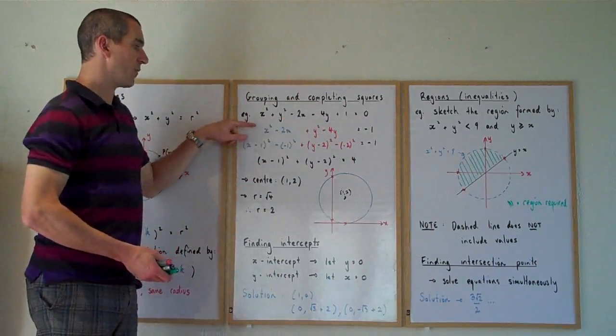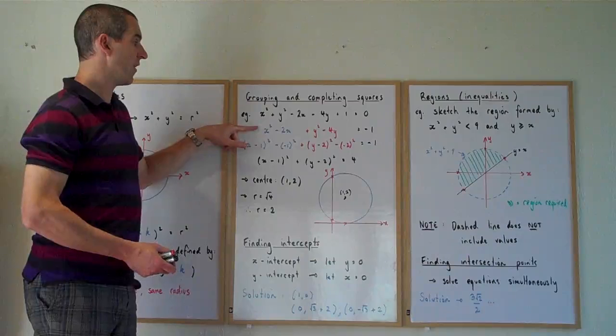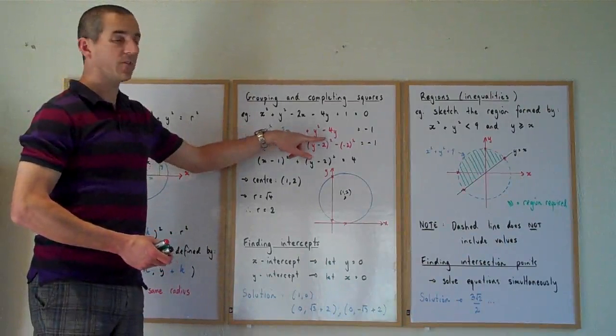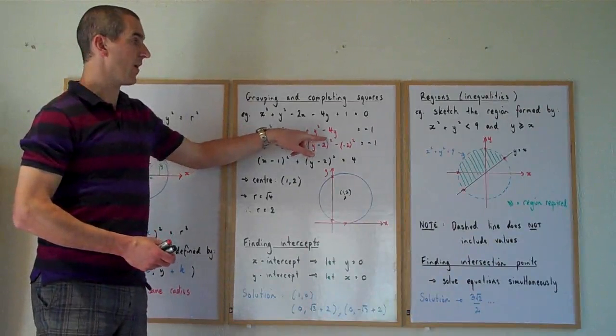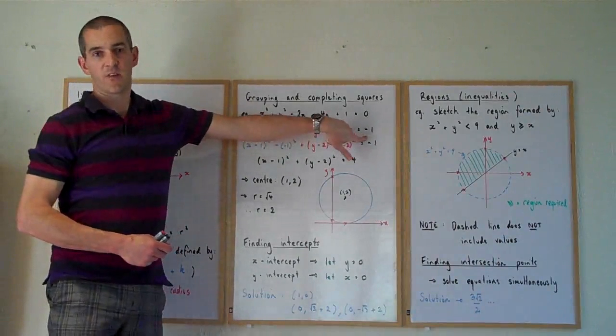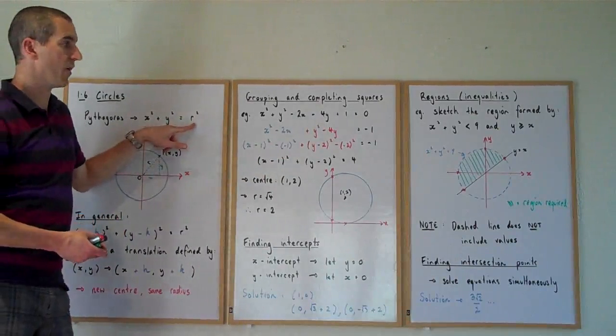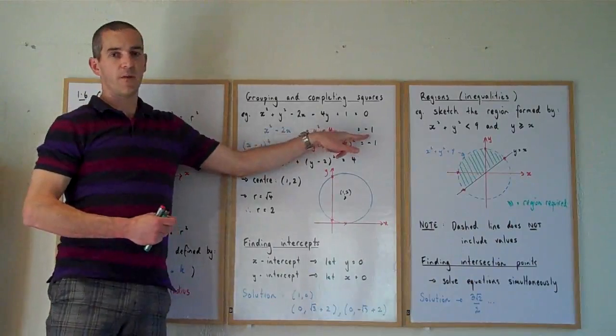So essentially you can see the mechanics here. I've colour-coded it for you. Grouping my x terms together, x squared minus 2x, my y squared and my minus 4y are grouped together, and I've just moved the 1 across the other side. It's getting it ready for this form here. We're going to have the radius on the right-hand side of the equation. So that's what I'm doing in the first step there.